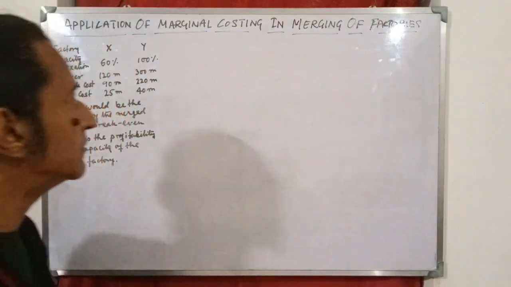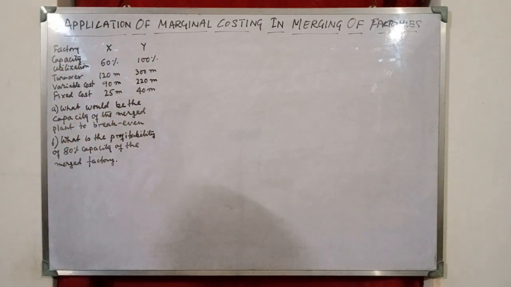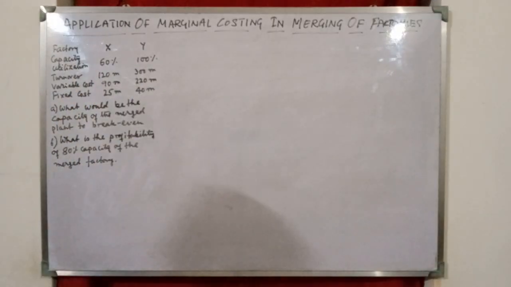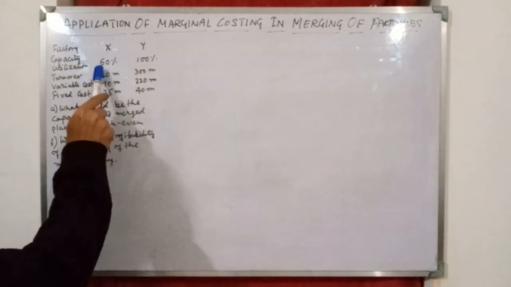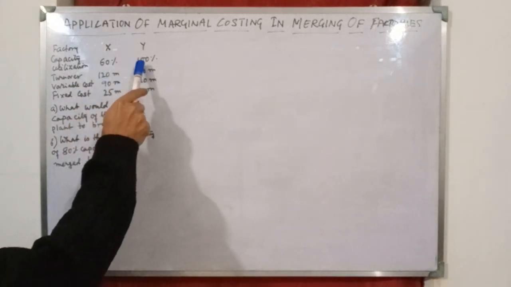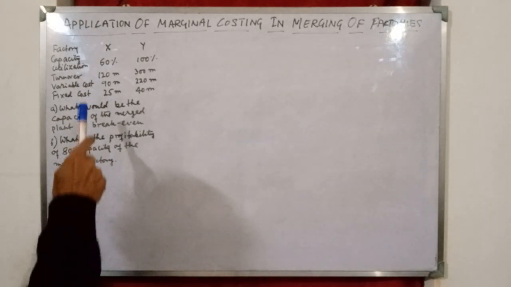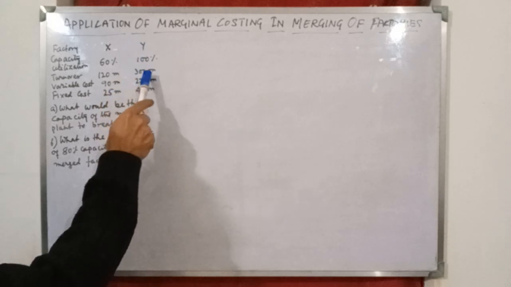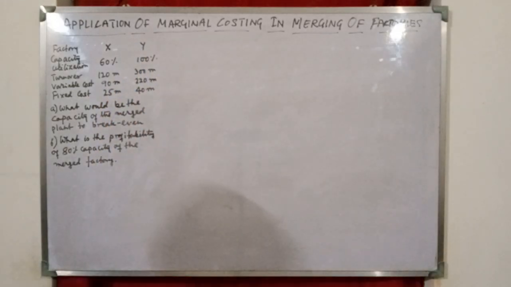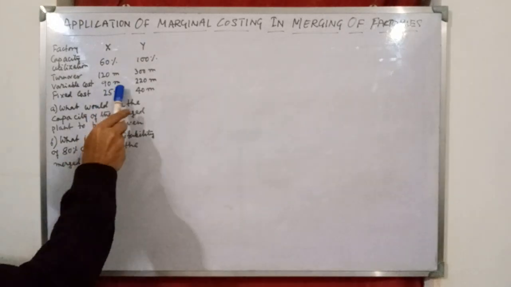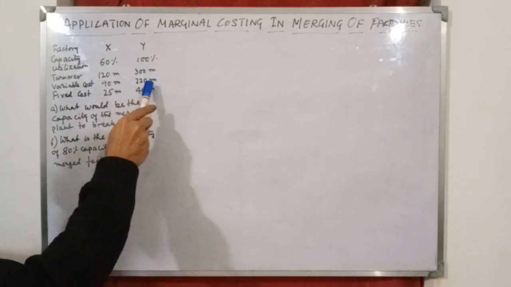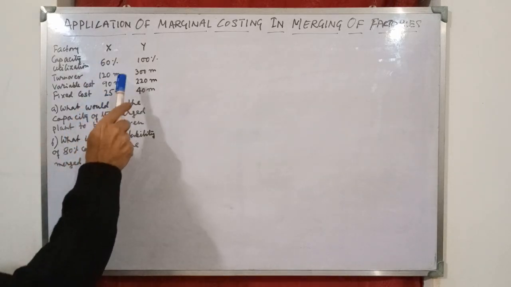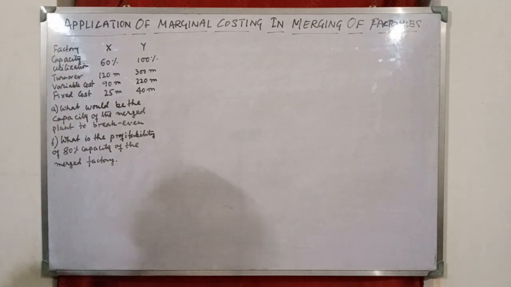Here we have one numerical problem. There are two factories, factory X and Y. Capacity utilization in factory X is 60% and in factory Y is 100%. Turnover of factory X is 120 million and of factory Y is 300 million. Variable cost of factory X is 90 million and that of Y is 220 million. The fixed cost of factory X is 25 million and that of Y is 40 million.